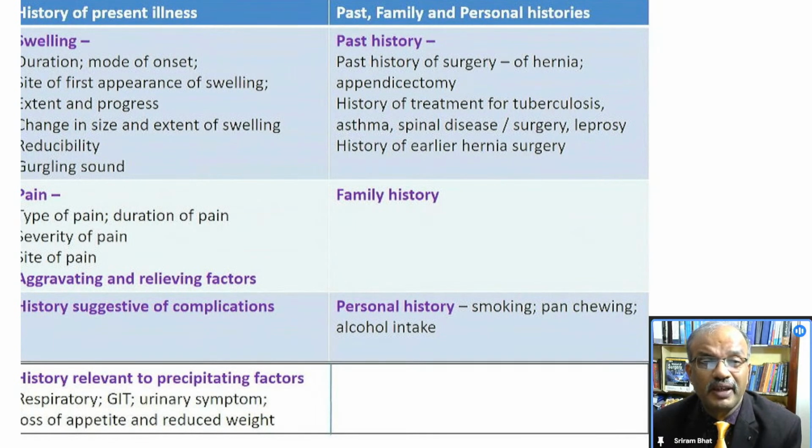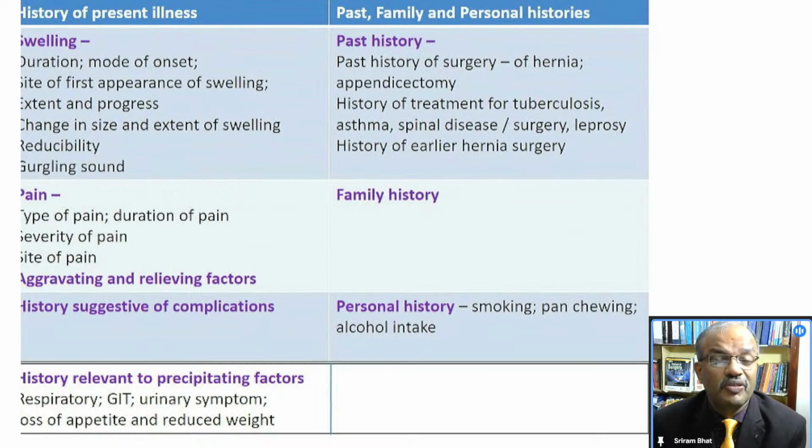So I put it in a table: history of present illness, past, family and personal histories. Most important is the present illness. Swelling, already told, duration, mode of onset. Sometimes they say it suddenly started. That is because of some training, weightlifting, those who go to the gym. With exercise there is suddenly a weakening, and the content protrudes outside one day. The sac may be there already, especially an indirect sac, and suddenly it protrudes forward.